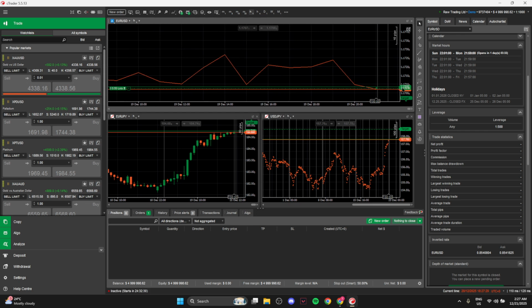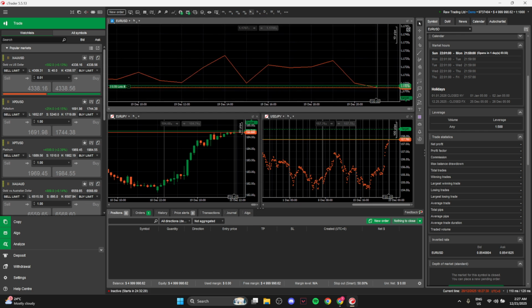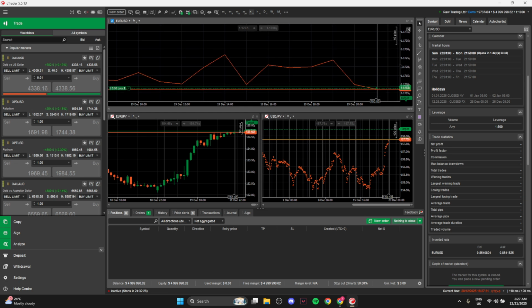That's it. By turning on the ask price line, you've made the spread visible right on your chart, helping you trade with more clarity and control.